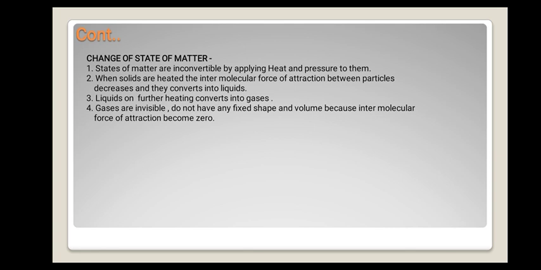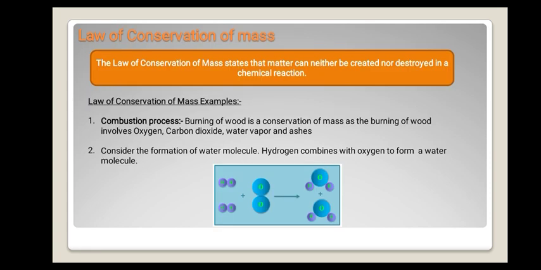Now our next topic is the law of conservation of mass. It states that matter can neither be created nor destroyed in a chemical reaction. So that is the last topic of our chapter. So what is the law of conservation? The law of conservation of mass states that matter can neither be created nor destroyed in a chemical reaction, but it can be converted from one form to another form.